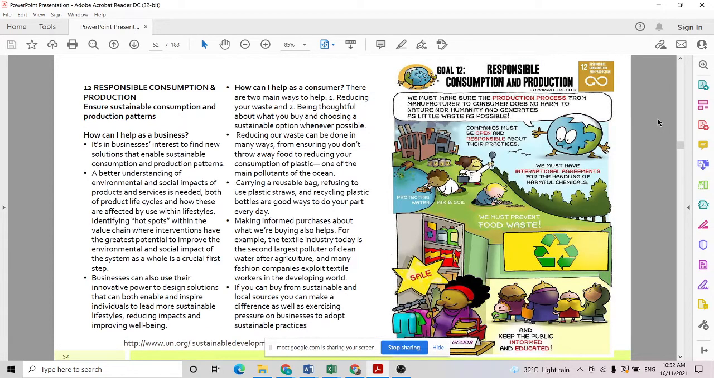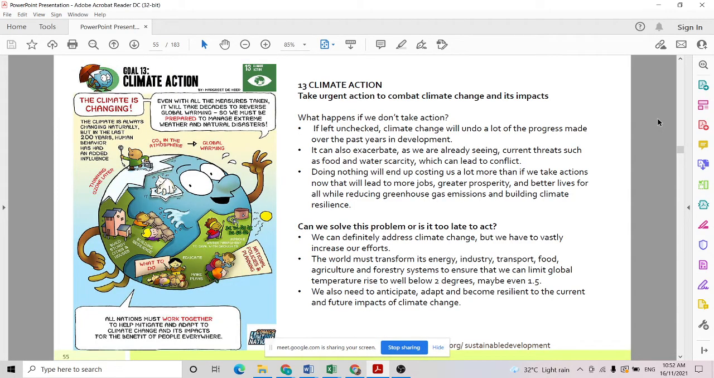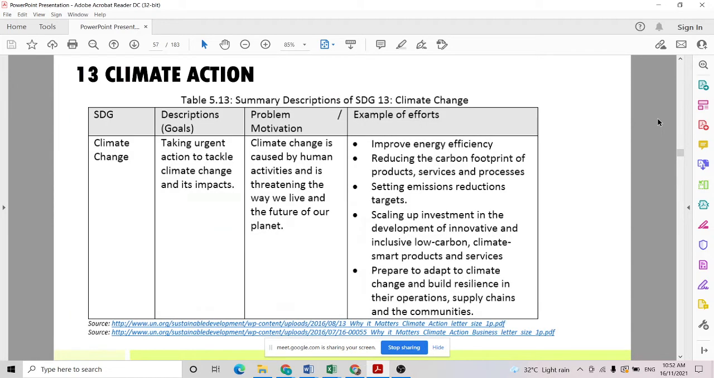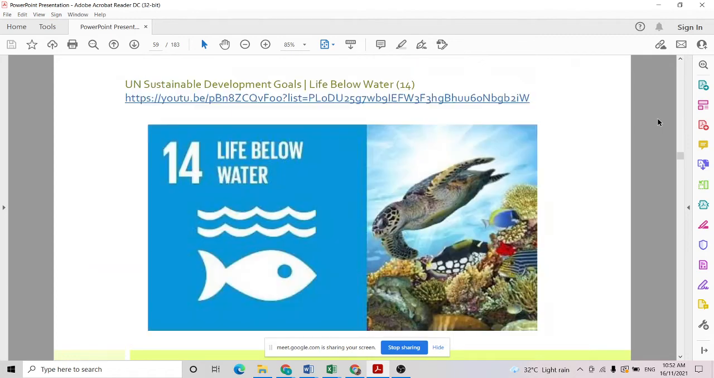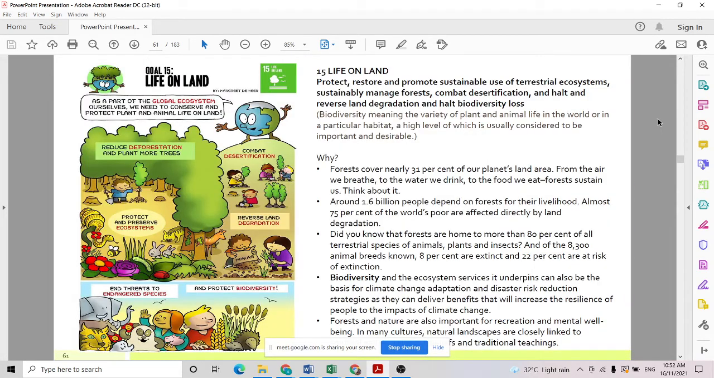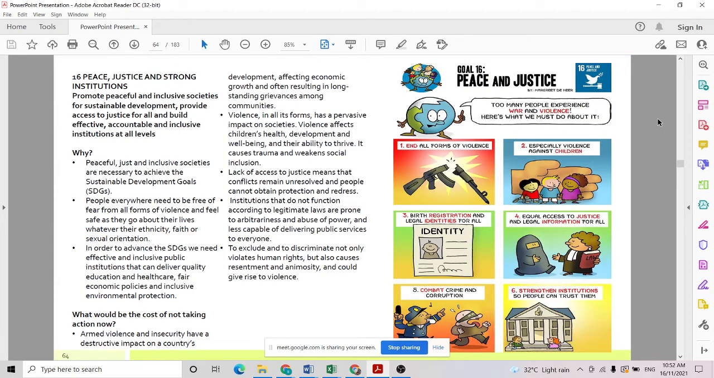Number 12, responsible consumption and production. Number 13, climate action. This is quite an interesting topic, and a very hot issue right now. Number 14, life below water, where we talk about aquatic life. Then we have life on land, where we talk about forests. Then we have peace and justice.